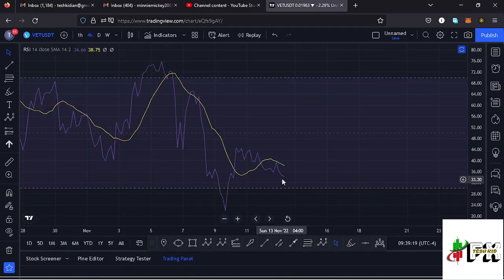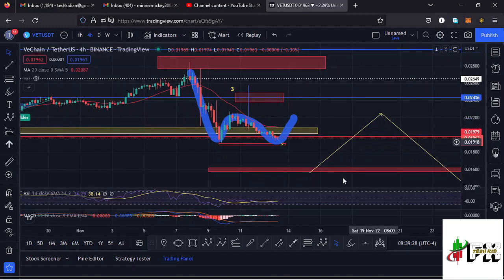Here on the RSI, we are trading at around the 34 mark, meaning we have massive room for us to support any movements to the upper side, and also any movements to the lower side will still be supported before we get into the oversold region.